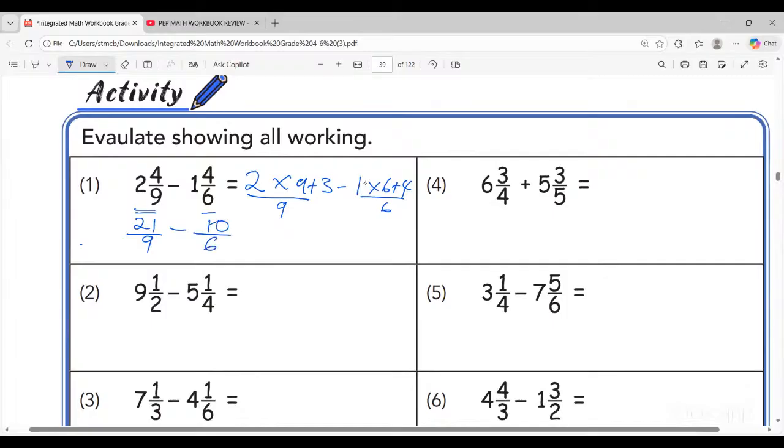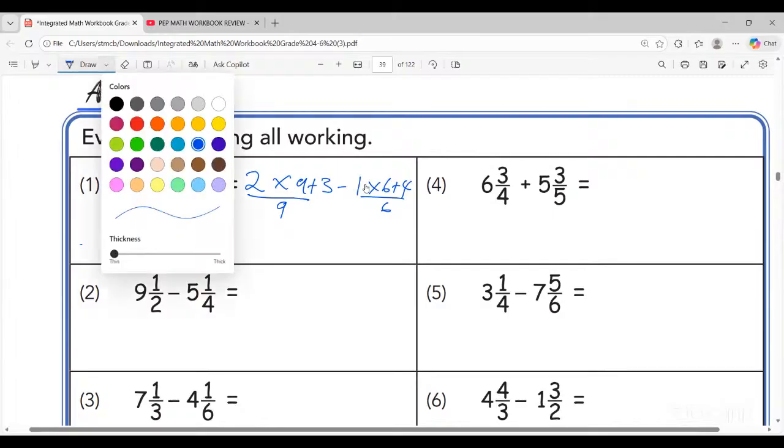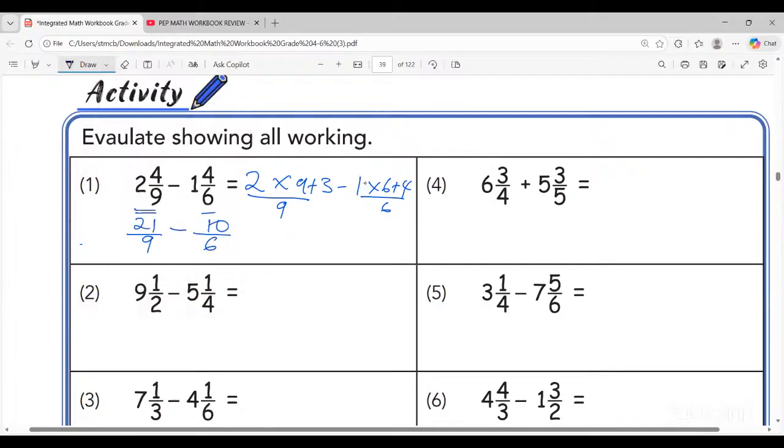Now the LCM of 9 and 6, that's 18, right? That's the lowest number. So the LCM would have been 18. That's the lowest number that 6 and 9 can go into. If you don't know how to do it, guys, the book also shows them. You just list the multiples, right? The first number that comes in both, that's the LCM.